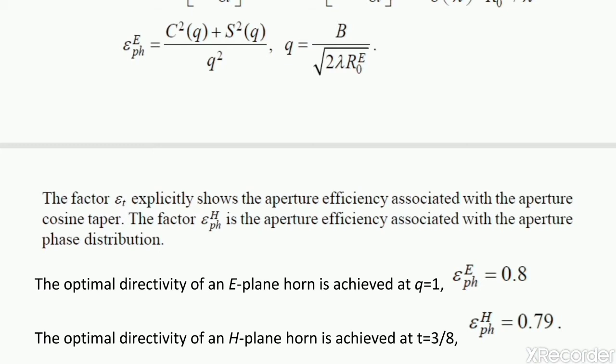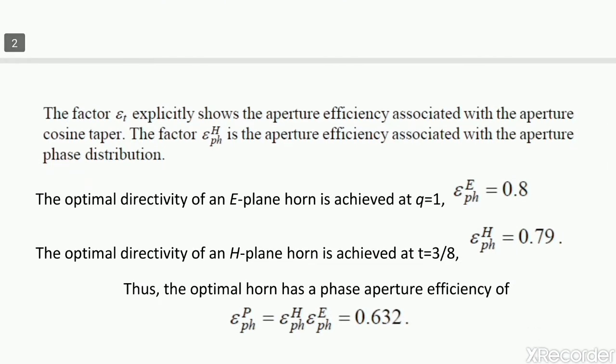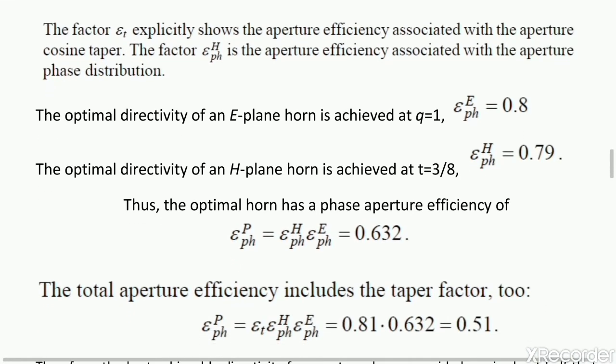There are some other equations also. The optimal directivity of the E plane horn is achieved at q equal to 1, that is epsilon ph, the aperture efficiency of phase distribution, equal to 0.8. The optimal directivity of the H plane horn is achieved at small t equal to 3 by 8, which is nothing but epsilon ph equal to 0.79. So please remember the values of these two factors of the aperture efficiency for the E plane and the H plane.